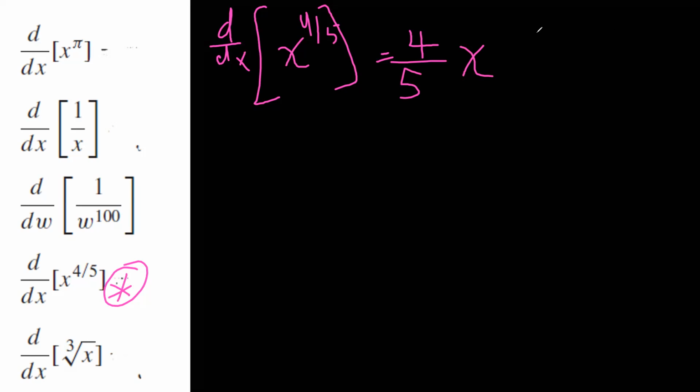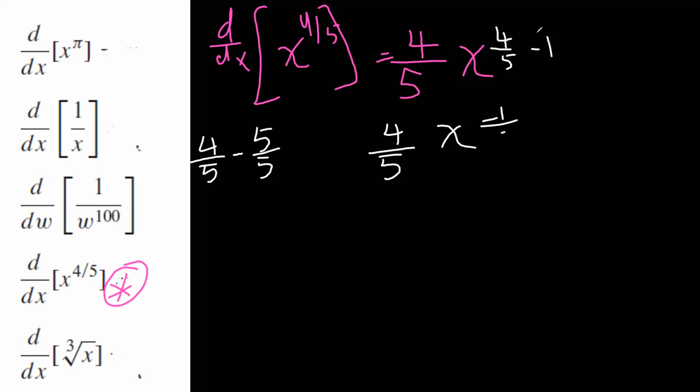Then 4 over 5 x. Then 4 over 5 minus 1. No, look here: 4 over 5 minus 5 over 5. Is it right? Because 1, I can write it as 5 over 5. It will be 4 minus 5, negative 1 over 5. Negative 1 over 5. Then how can we write it now?